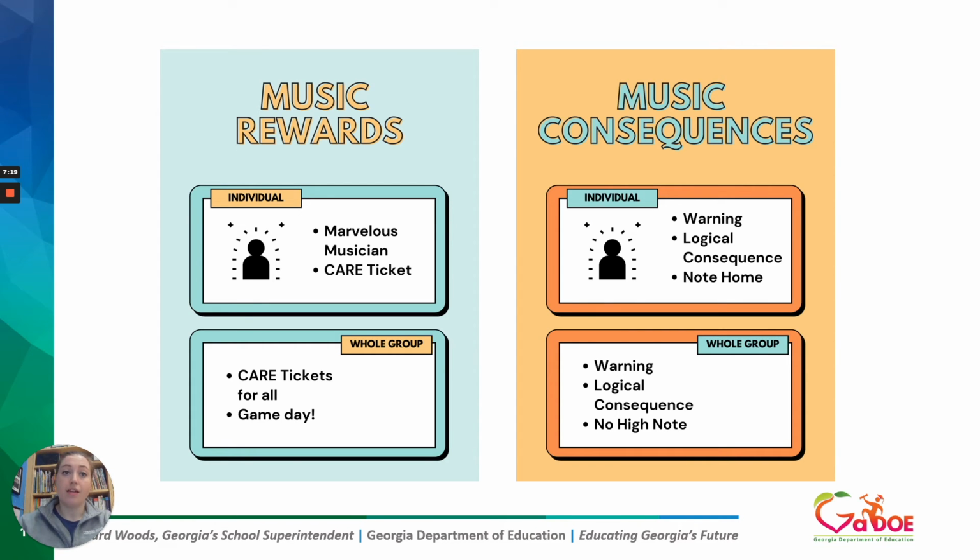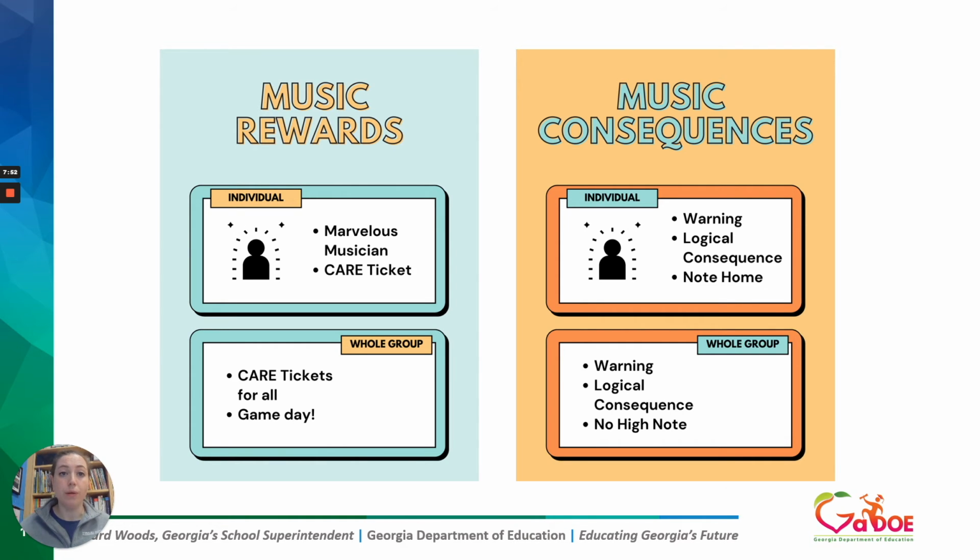On the flip side, the consequences are a warning, then a logical consequence. For example, if they are banging on the instrument too loud and I've given them a warning, which I really like to call a reminder, and then they continue to exhibit that behavior, I will have a logical consequence of, let's take 5 minutes away from the instrument. And then as a third step is a note home. So it's a very clear delineation of an escalation of consequences, and I don't get to a note home until the first 2 steps have happened.